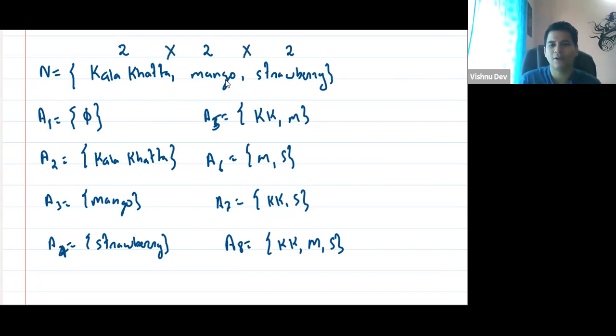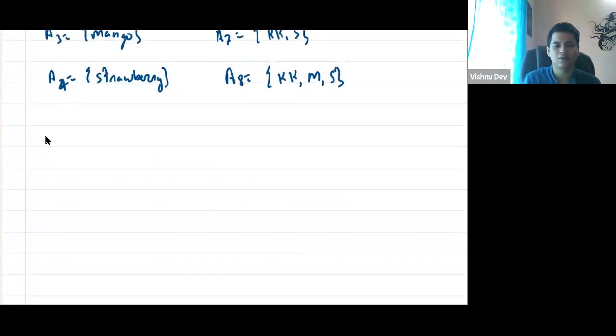I hope all of you remember the concept of permutation and combination from last year. So it is "and", we have to multiply. So what is the answer? The total number of subsets is equal to 2 to the power 3, which is 8.